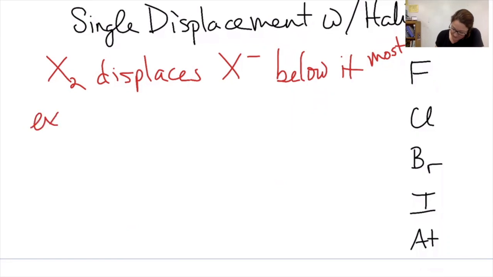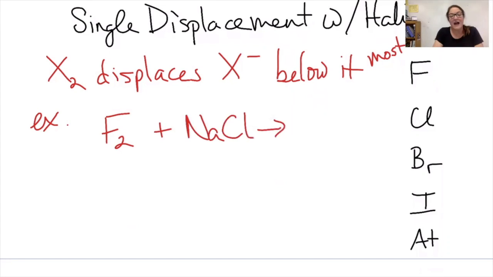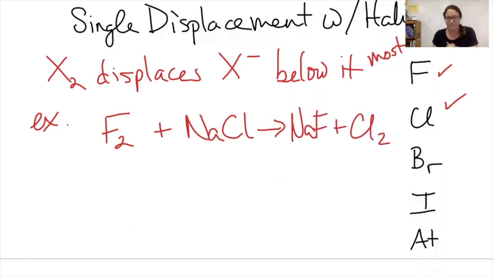So for example, if I have F2 reacting with NaCl, this reaction will work because fluorine is more reactive than Cl, so F2 can bump out the Cl minus. In a single displacement reaction, which we learned earlier this year, these would be my products. I would balance it like so.